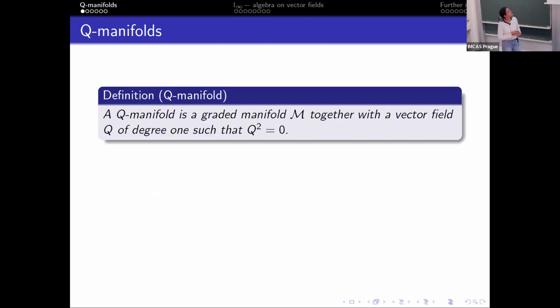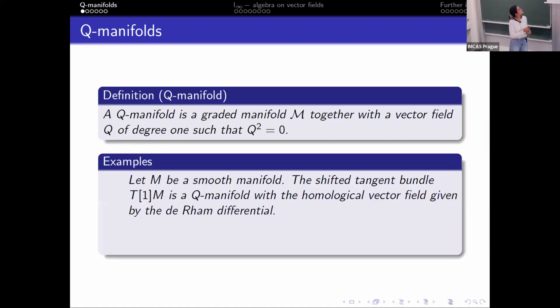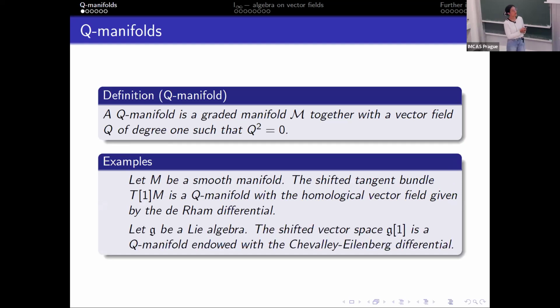By a Q-manifold, we mean a graded manifold that can be Z, Z2, or N-graded, a supermanifold together with a nilpotent operator. The typical examples are the shifted tangent bundle and Lie algebras. In the first case, we identify the space of functions on the shifted tangent bundle with differential forms. In this case, the role of the homological vector field is played by the de Rham differential.